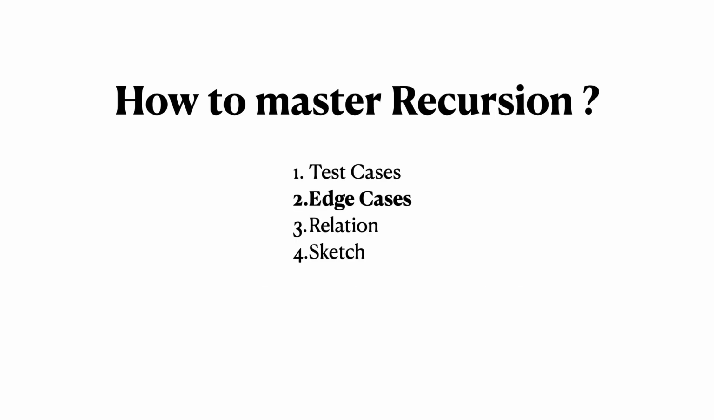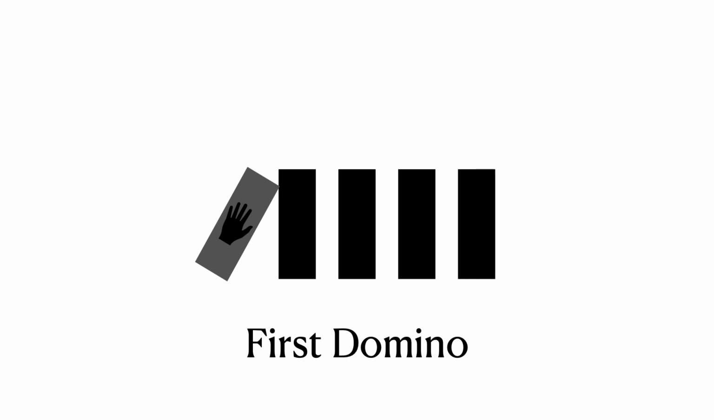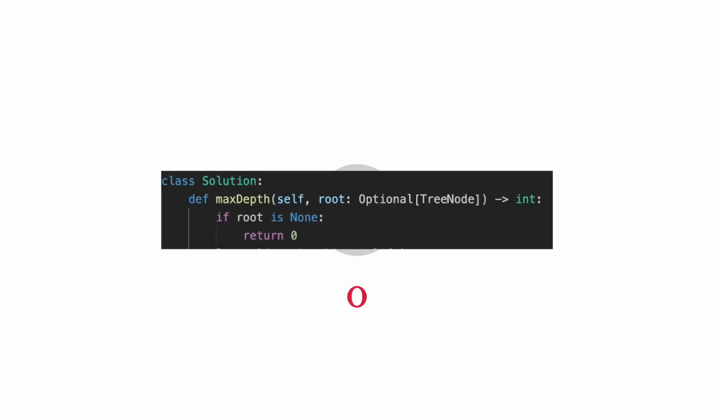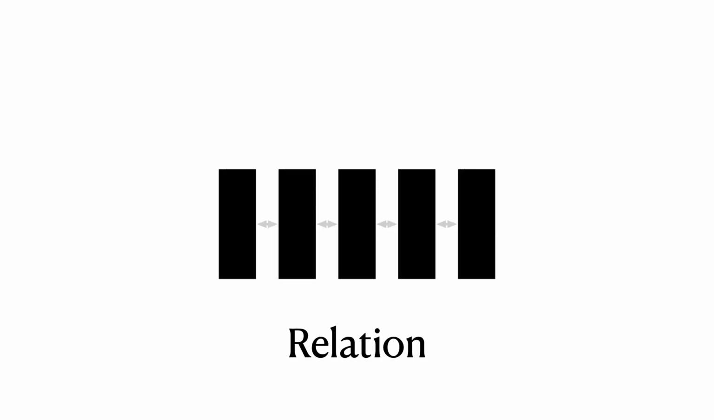Next, edge cases. Finding edge cases is similar to touching the first domino among these trees. Here is one edge case. To use the bottom-up approach, let's return 0 when the node is null. Returning for the null node is the same as touching the first domino.